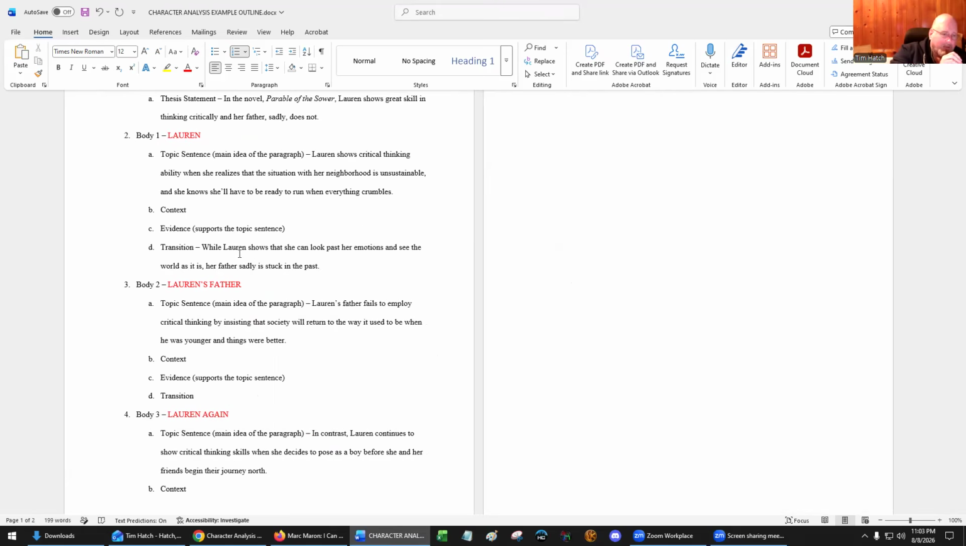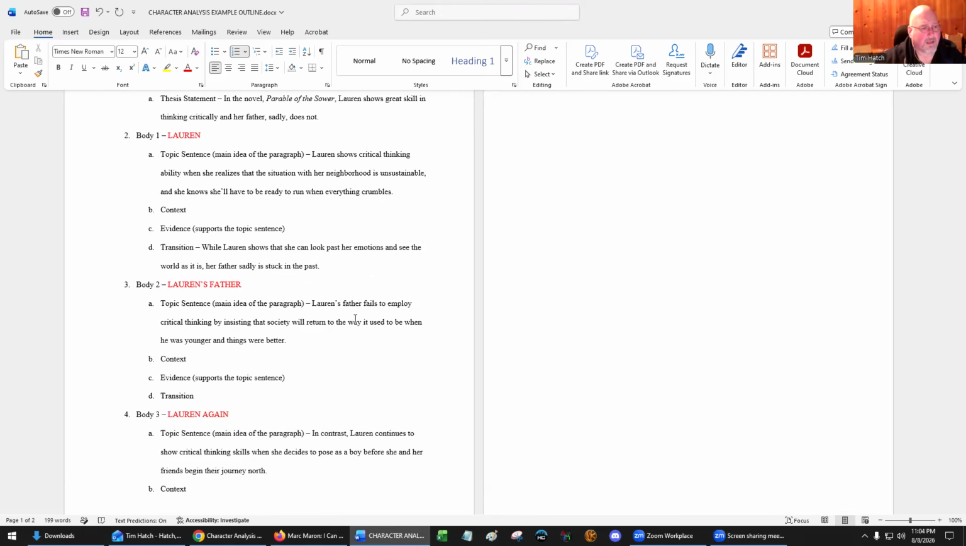Lauren's father fails to employ critical thinking by insisting that society will return to the way it used to be when he was younger and things were better. Okay, these two sentences are clearly related. They're clearly talking about the same thing. The purpose of a transition is always to transition the reader into the next idea that you'll be talking about in the next paragraph or the next body paragraph.